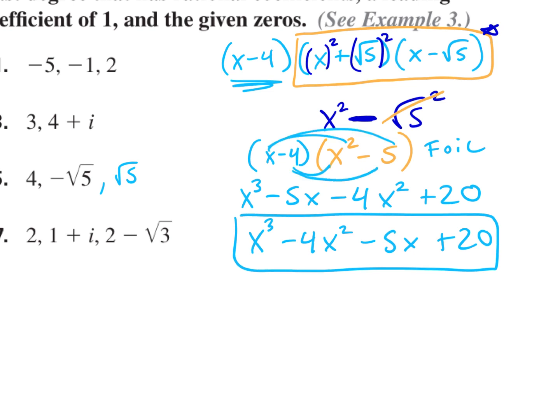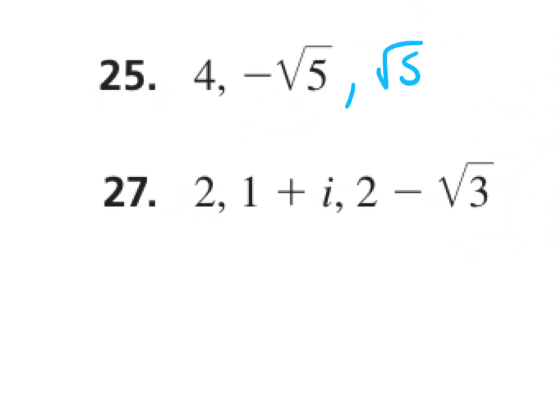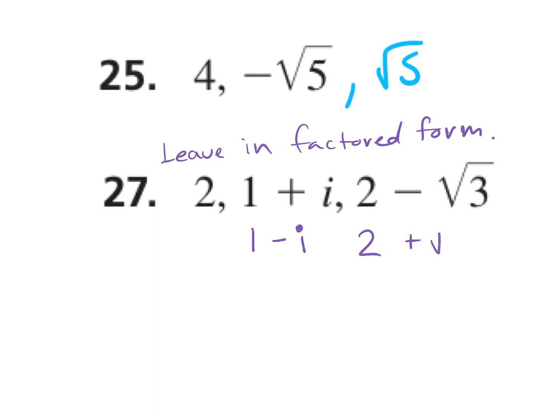All right, good with this one? All right, let's take a look at 27. So 27. For 27, the directions will say, leave in factored form. So we don't have to multiply it out. We just need to find what's missing and write it together. So what zeros am I missing here? 1 minus I. Anything else? 2 plus square root 3. So how many zeros do I have total here? 5.